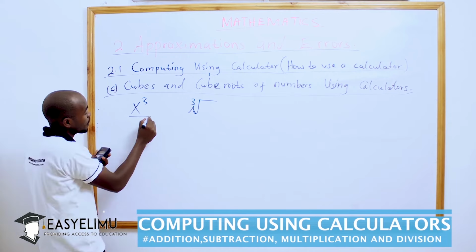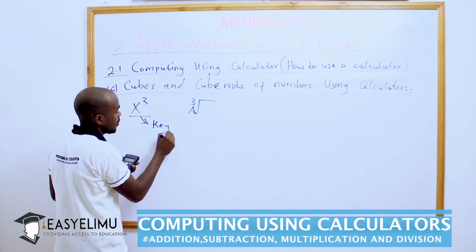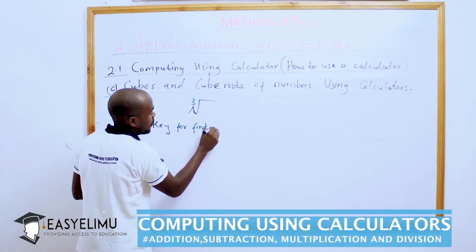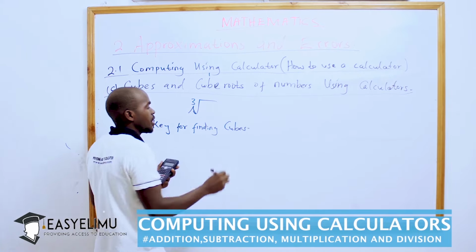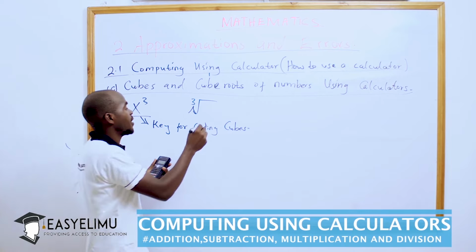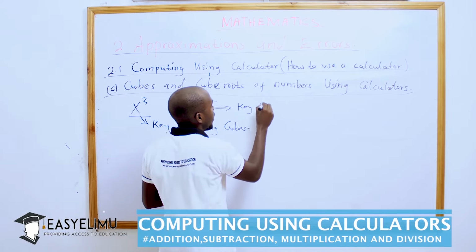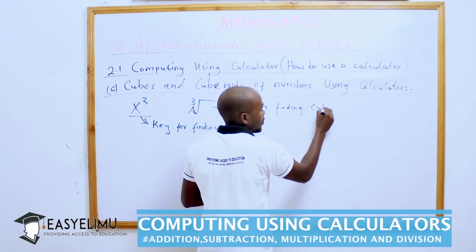So this one is identified as the key for finding cubes of given numbers. And this one here is the key for finding cube roots of any given number.